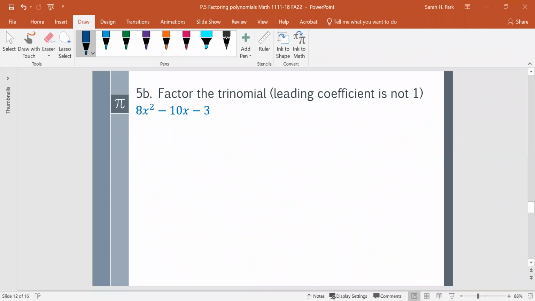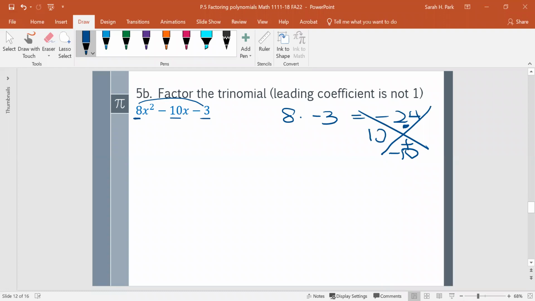Okay, let's look at 5b together. We have 5b, 8x squared minus 10x minus 3. Same thing here, the leading coefficient is not 1, so we have 8, 10, and 3. There are no common factors that they have. So we're going to multiply the 8 by the negative 3, first and the last numbers. Get negative 24, the middle term, the negative 10 down here. But what multiplies to negative 24 and adds to negative 10? That's going to be 12 and 2, with the 12 being negative.